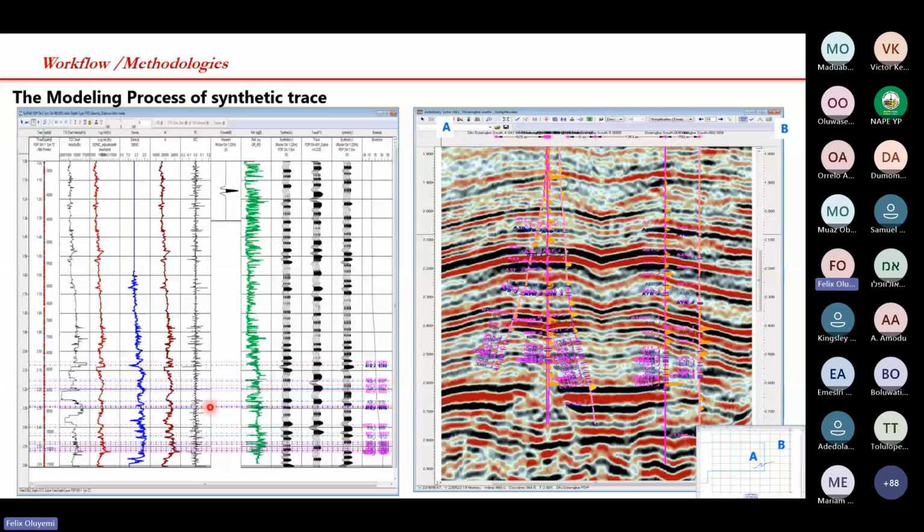Then I generated my synthetic. Then some software will give you anti-synthetics. Then in between is where we have the seismic trace. Now, looking at this seismic trace in between and this particular one, so these are the two we'll be looking at. You can see you will not be able to tie.